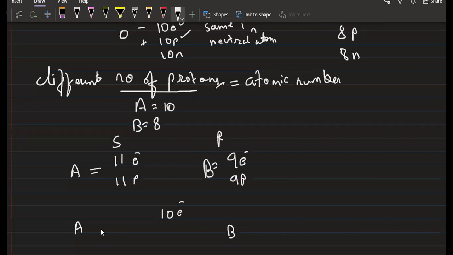Yes or no? Tell me. Right? So A will lose one electron and B will gain one electron. Okay? Got it? Everyone got this?